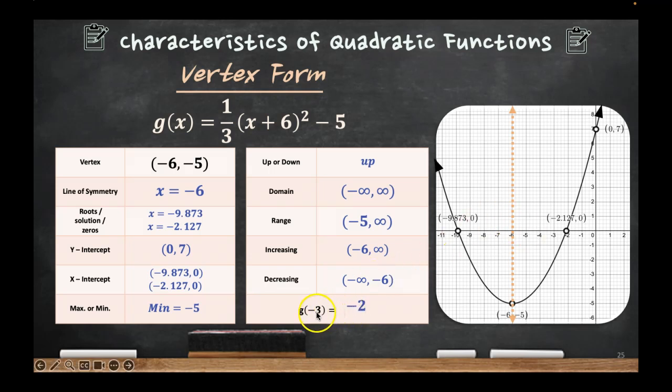Now when it comes to g of -3, -3 is my x value. So go to -3 on the x-axis and see where your function intersects. It's at -2. That's the y value.